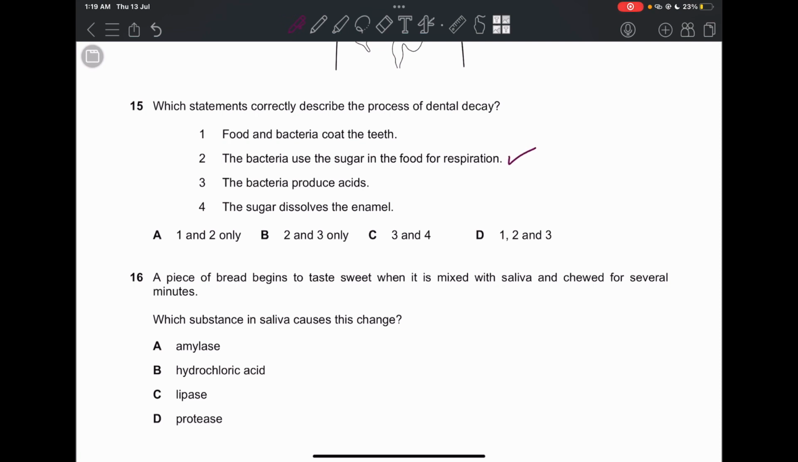This is correct because if the person is eating a lot of sugary sweets or sugary foods, then the bacteria will use that sugar to respire in the mouth, and they will produce acids, which then dissolve the enamel. So number 4 is not correct because it is not the sugar that dissolves, but it is the acids that are produced by the bacteria. They dissolve the enamel. So our answer is going to be D.